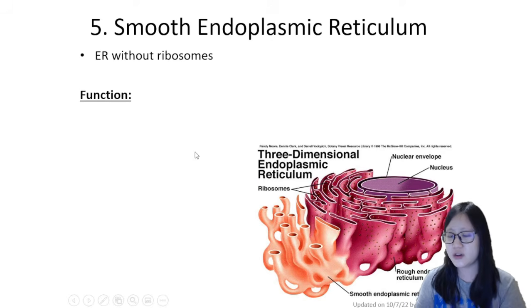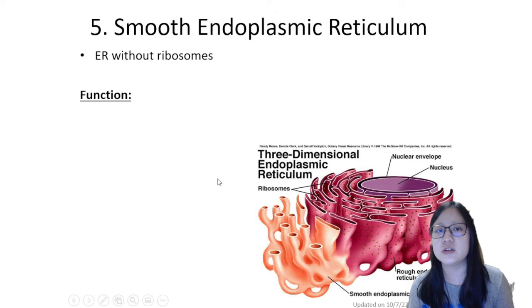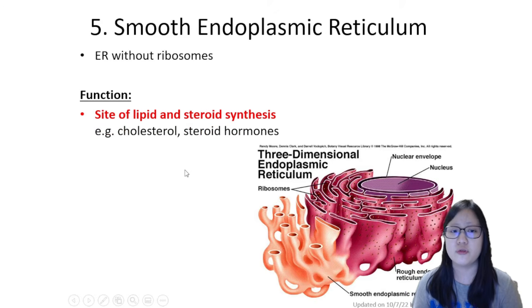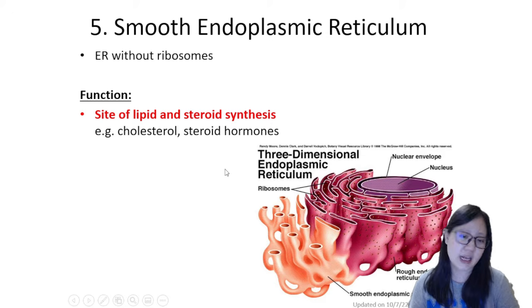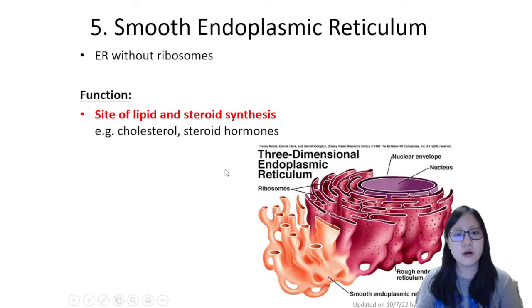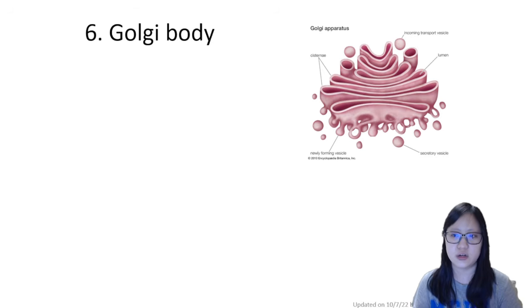Anyways, what is its function? Now, rough endoplasmic reticulum is mainly for the synthesis of protein, but smooth endoplasmic reticulum is mostly for lipid and steroid synthesis. Examples of this include cholesterol, steroidal hormones, etc.